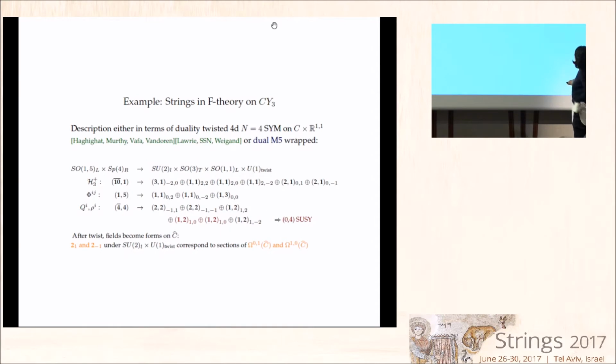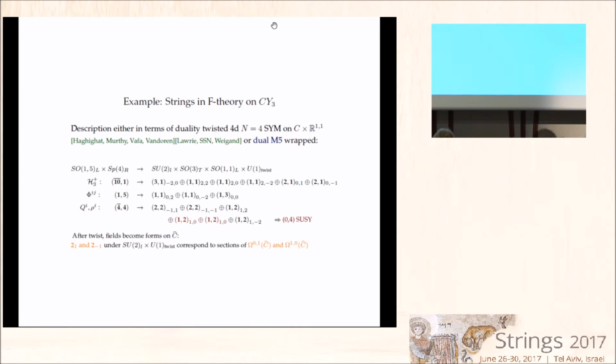Okay, so let's actually look at an example. F-theory on an elliptically fibered Calabi-Yau 3-fold, and we look at this 4d N=4 super Yang-Mills on a curve times R^{1,1}. Or in the dual M5 brane picture, we have a Calabi-Yau 3-fold, and we wrap an M5 brane on the elliptic fiber over a curve. So actually, the M5 brane picture is a little bit easier. If we look at this decomposition, we get the self-dual 2-form, the scalars and the fermions, as well as the supercharges, decomposed in this way.